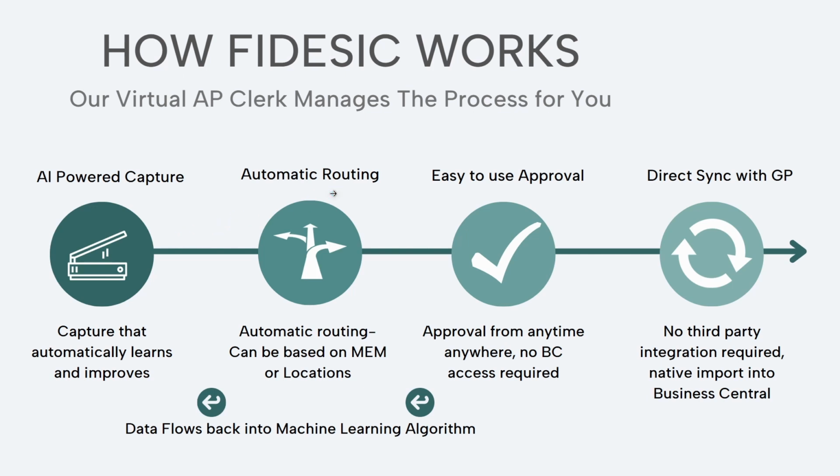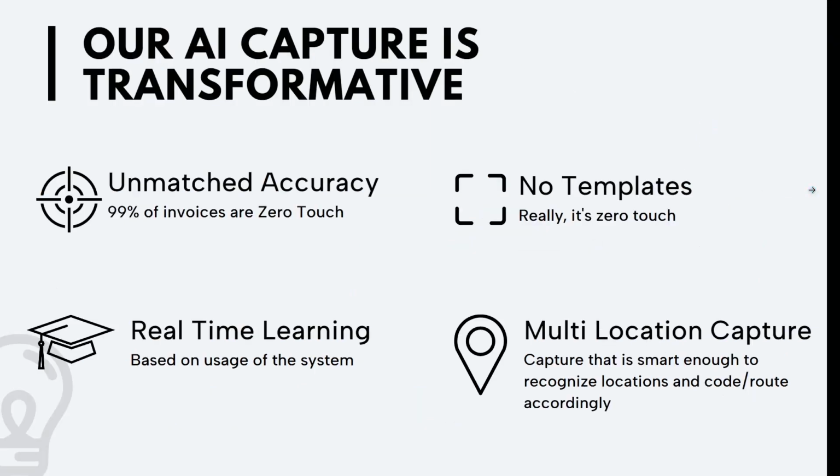Once we've captured that invoice data, we'll send it out for approval with our automatic routing engine. That can be based on anything that's captured on the invoice. And that approval process is going to be super easy to use. It is fully web-based and really accessible from anybody who has a web connection. Finally, we're going to sync that data directly into Business Central, as we do have a native integration in Business Central.